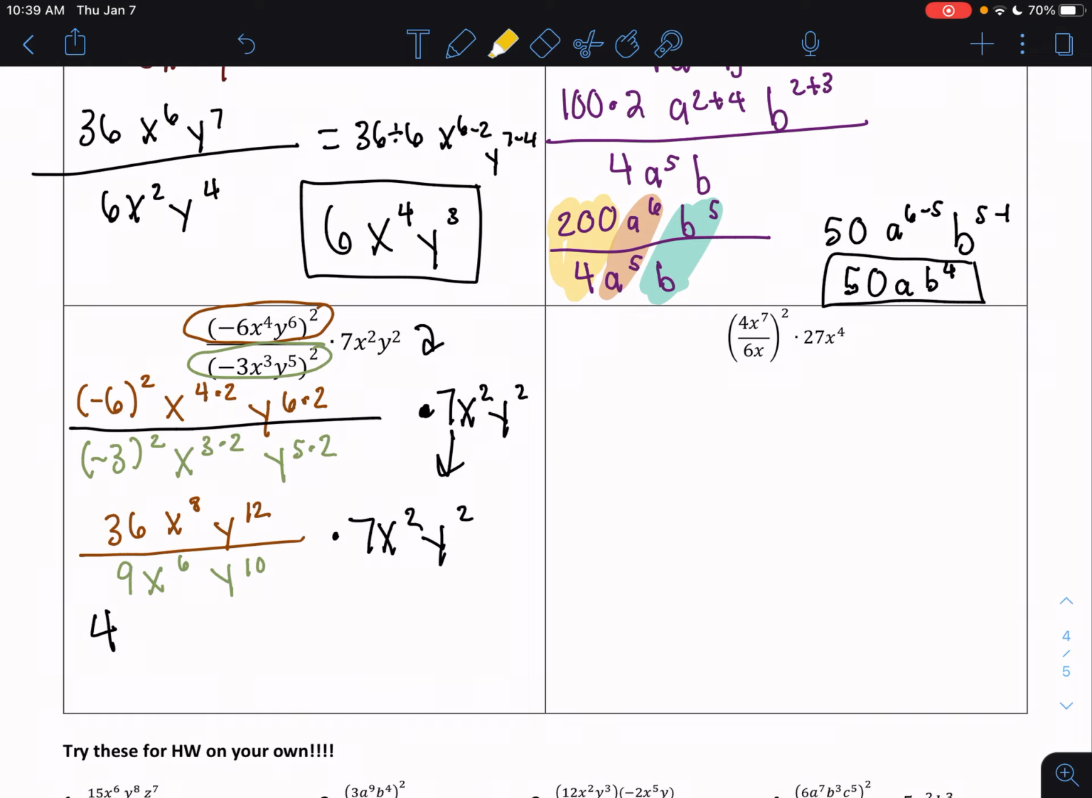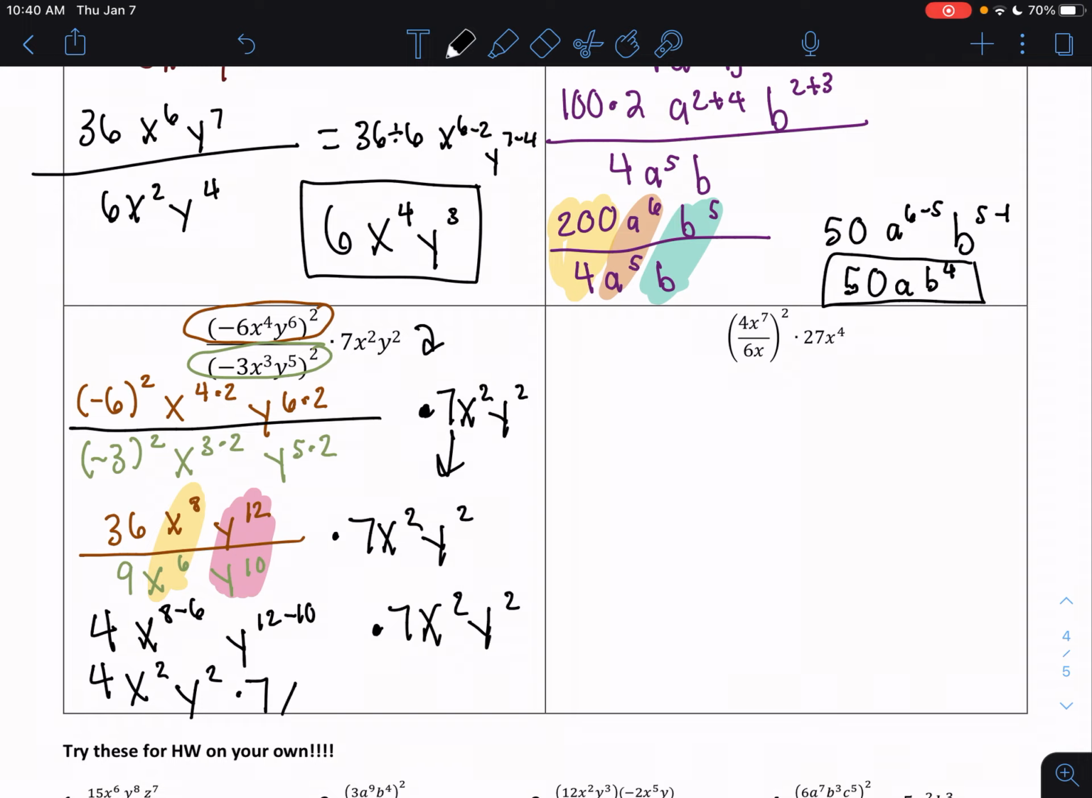And then remember, we're going to use our rule, our dividing rule. So we'd have x to the 8 minus 6 and y to the 12 minus 10. And again, just bringing down that other part until we're ready to use it. So then we have 4x squared y squared times 7x squared y squared.